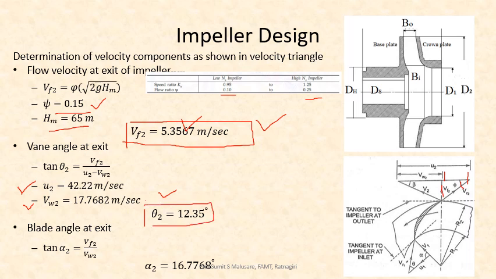Similarly, the blade angle, there is a value of alpha 2, or we can say beta here. So tan of alpha 2 is equal to Vf2 upon Vw2. So that comes out to be 16.7768 degrees.